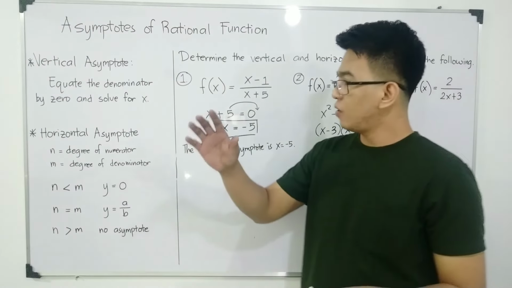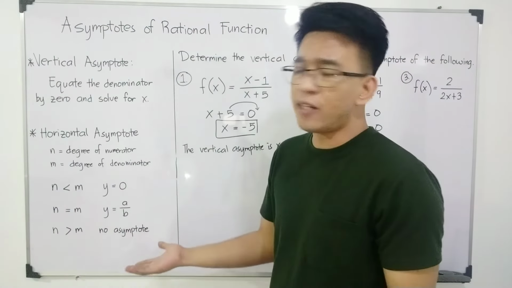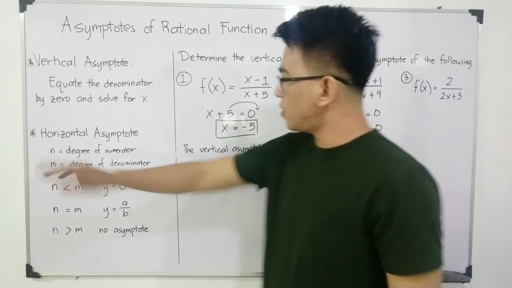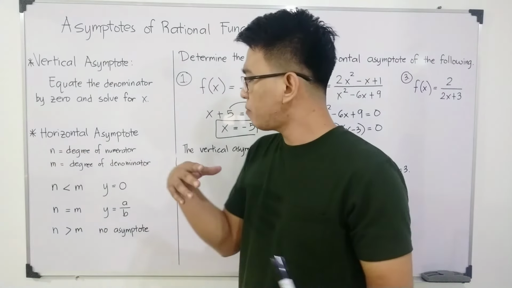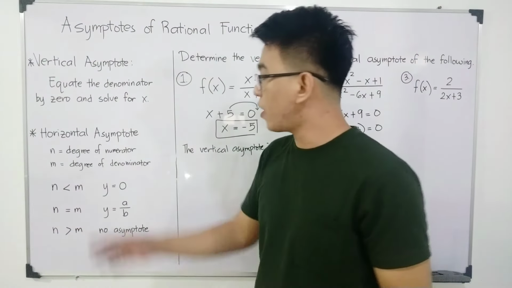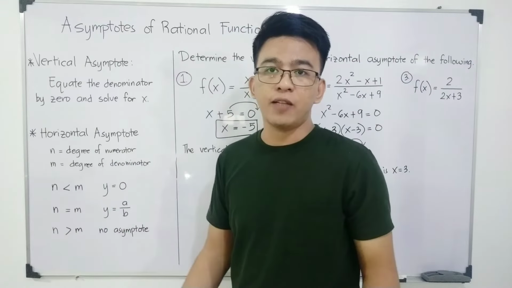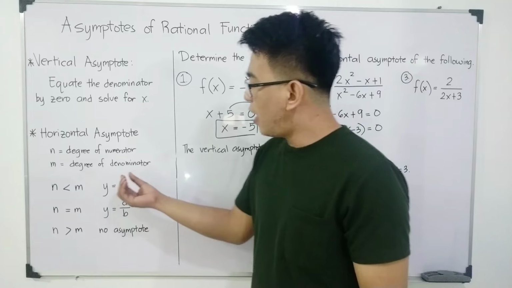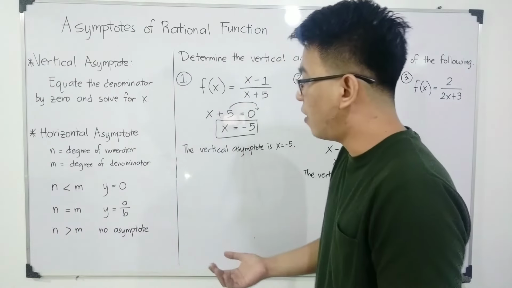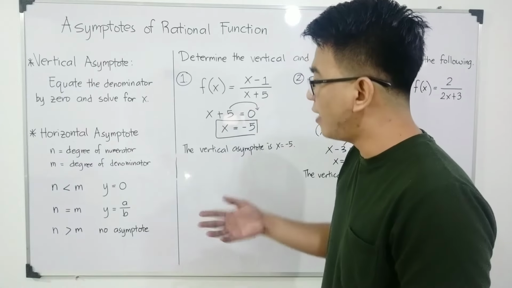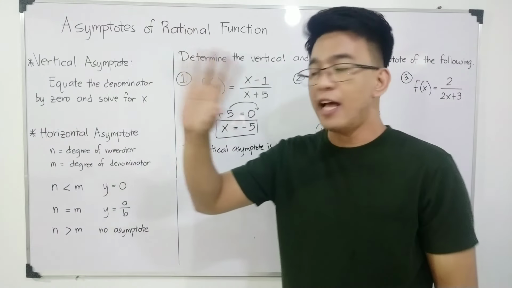Let's move on to the process on how to find the horizontal asymptote. Now, as for the horizontal asymptote, we will use the variable n and variable m. For the variable n, it will represent the degree of your numerator. And m is the degree of your denominator. So by the way guys, before we start finding the horizontal asymptote, review muna tayo. What is the degree of the numerator and denominator? Ang ibig sabihin guys, ay ang degree ng polynomial na meron ka sa iyong numerator at denominator.